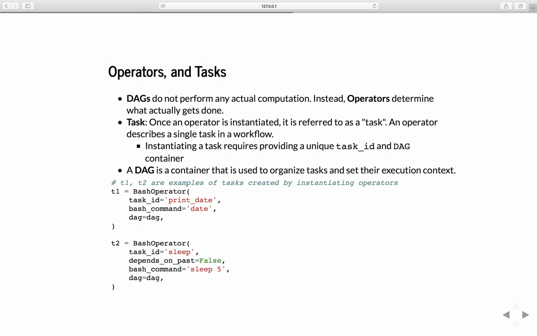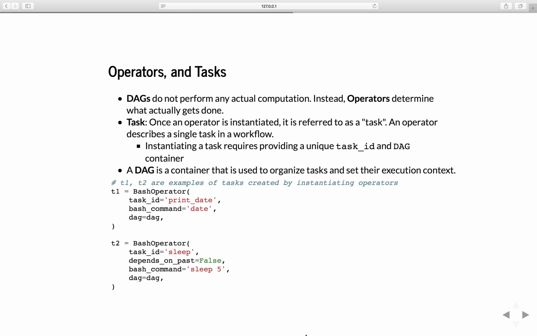So next we talk about operators and tasks. An Airflow workflow is called a DAG, but DAGs do not perform any actual computation. Instead, operators determine what actually gets done. An example here is the bash operator, which is used to run a bash command. Once an operator is instantiated, it is referred to as a task. In order to instantiate a bash operator, you need to provide a task ID and a DAG container.